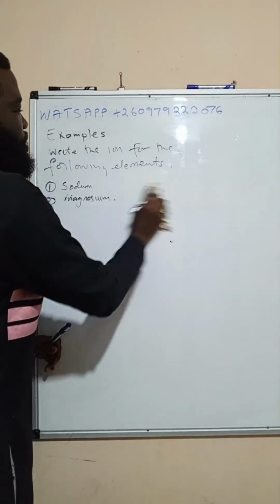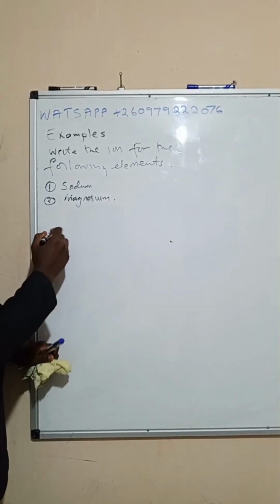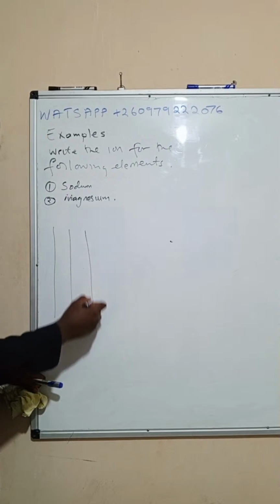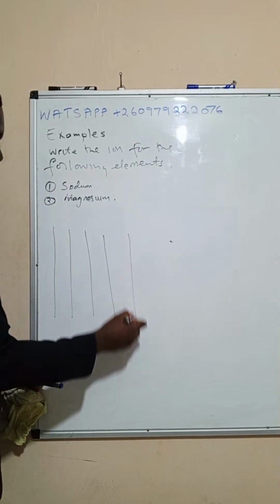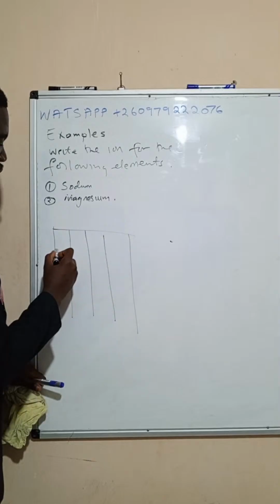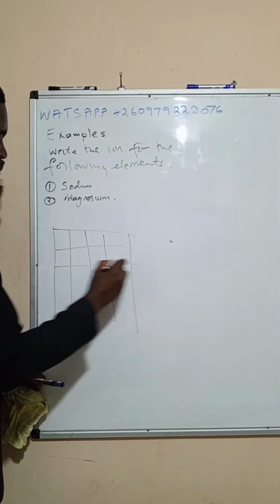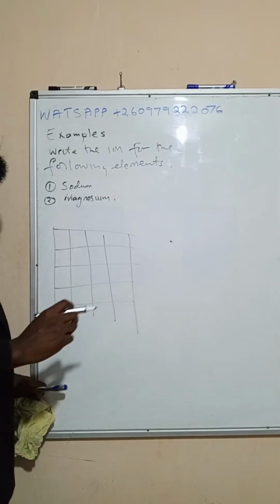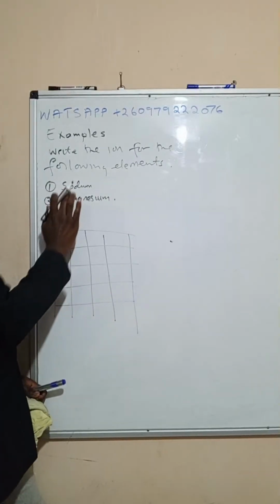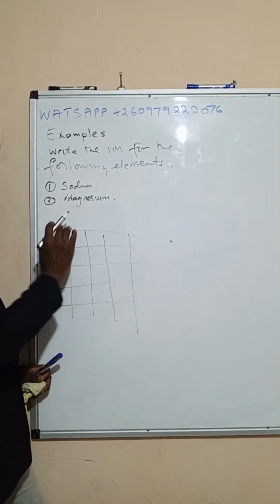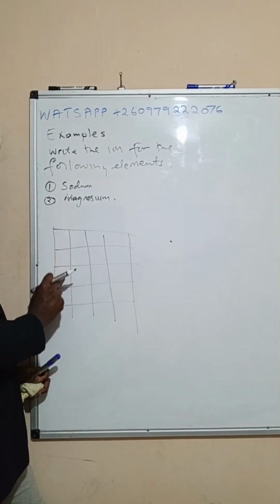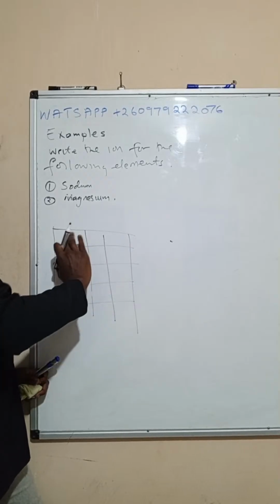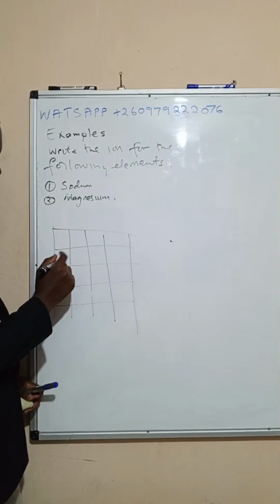I think you have seen this on a periodic table. The periodic table looks something like this. Some of you may not know, but the periodic table looks something like this. The more you begin to use these elements, you'll be able to tell. For example, sodium is usually found in group 1. You look for sodium in all the boxes until you find where sodium is.